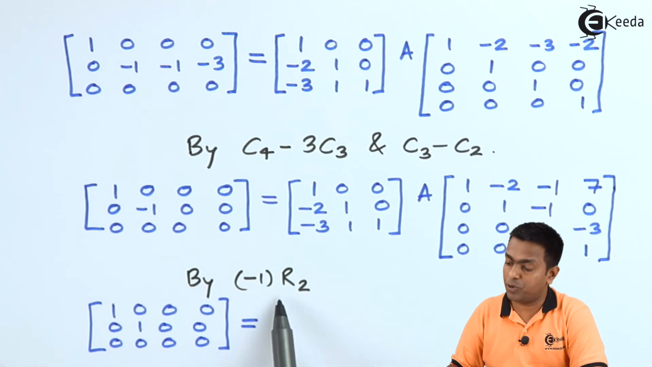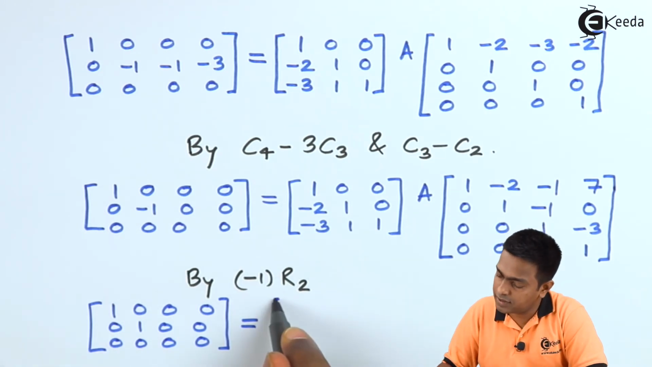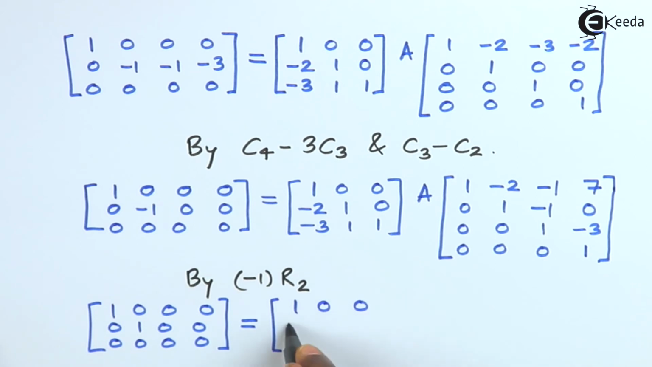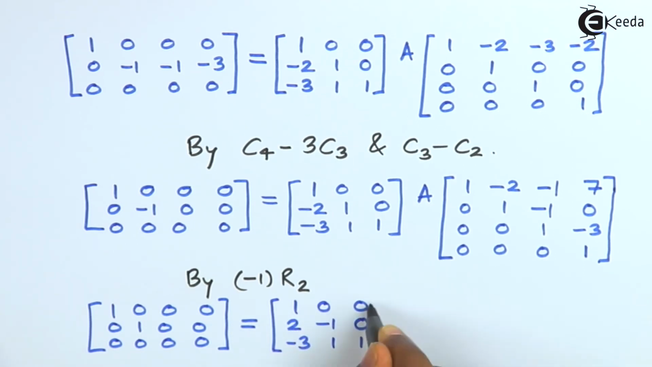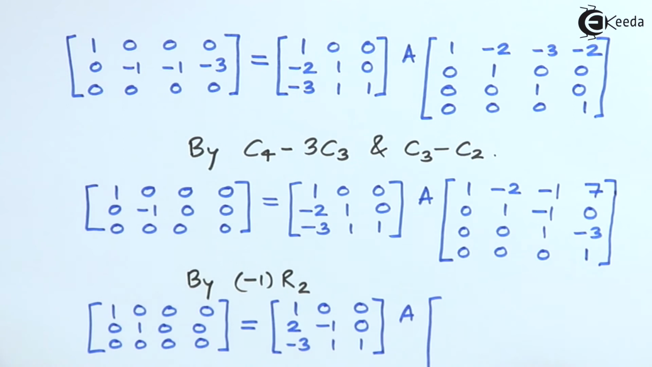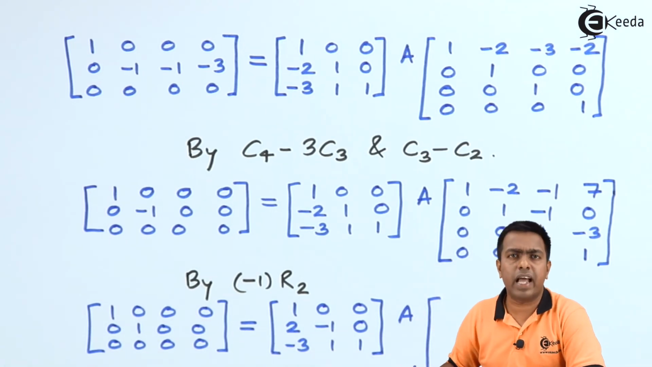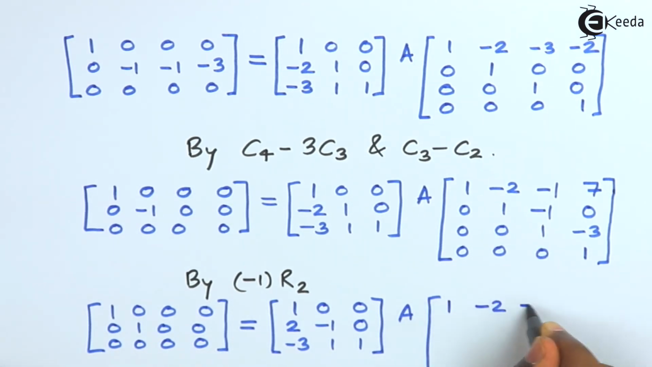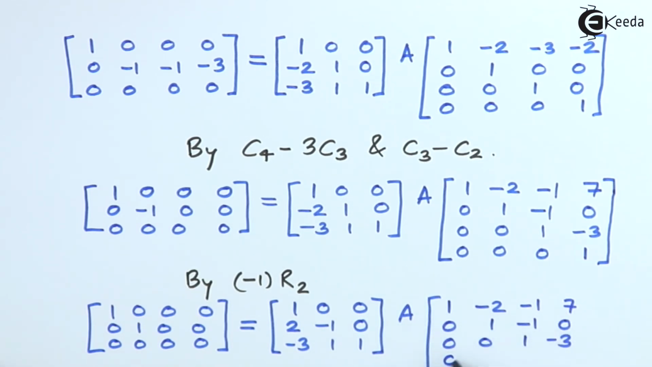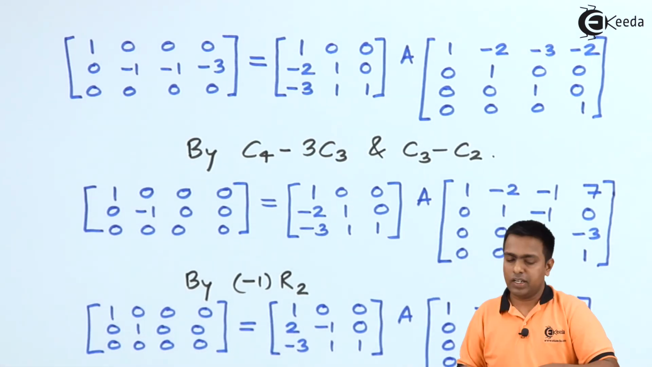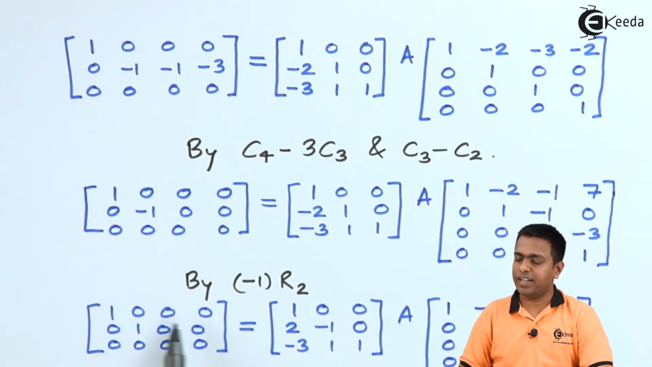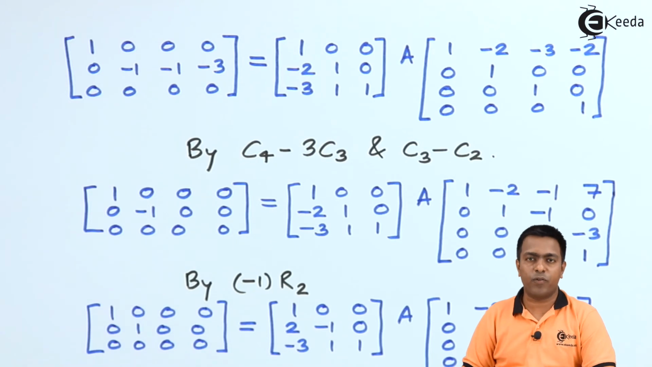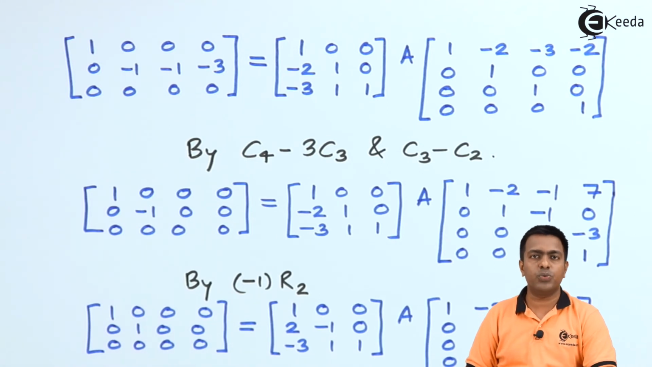Now I'll perform the same row transformation on the first matrix. And this column matrix will remain as it is. Now guys, you can see here that I have converted this left hand side matrix in the normal form. So here we have the identity matrix of order 2, and therefore the rank of matrix A is 2.